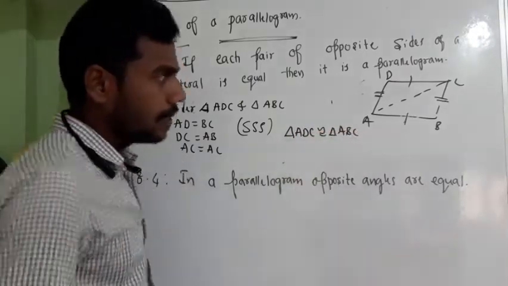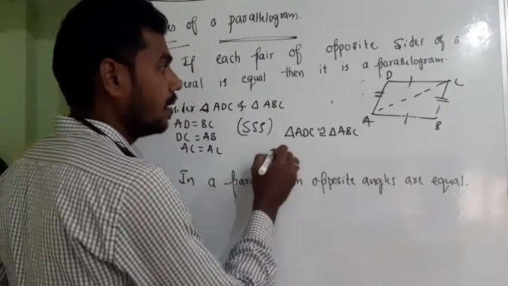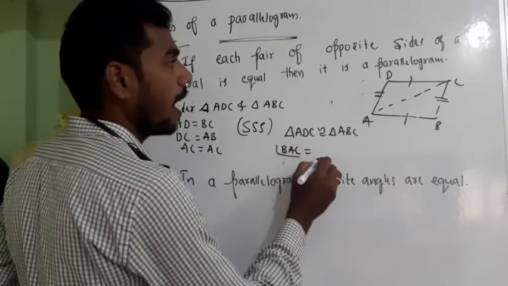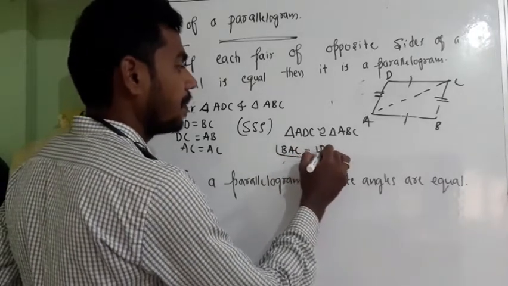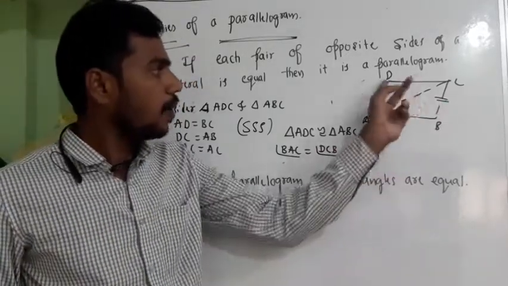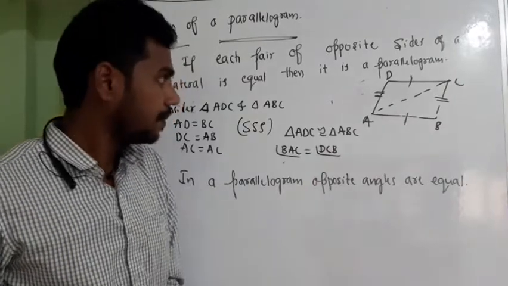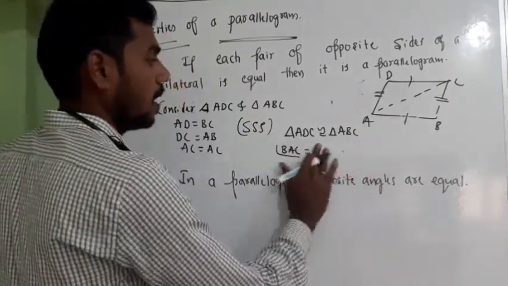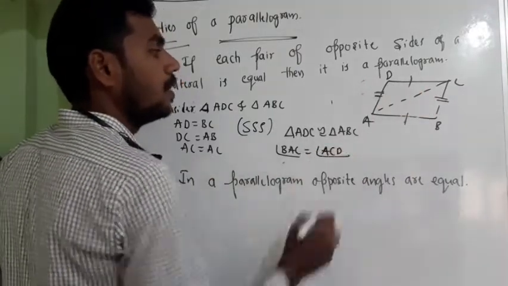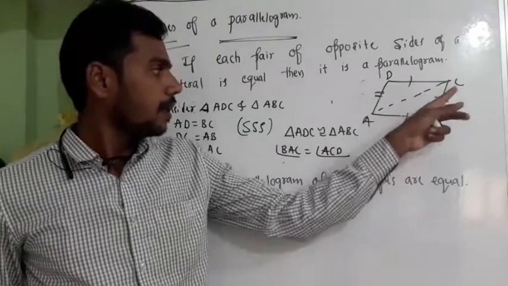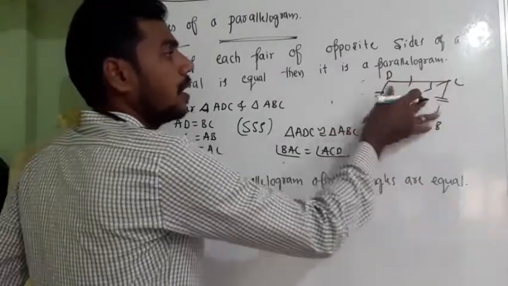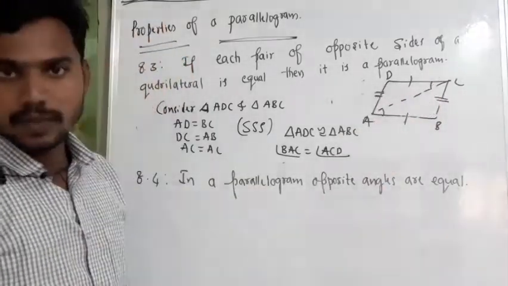Fine. So, if that is the case, angle BAC is equal to angle DCB. Now, see, we showed that angle BAC is equal to angle ACD. So, we proved that angle CAB, or BAC, is equal to angle ACD, because these two are congruent triangles, then corresponding angles will be equal.